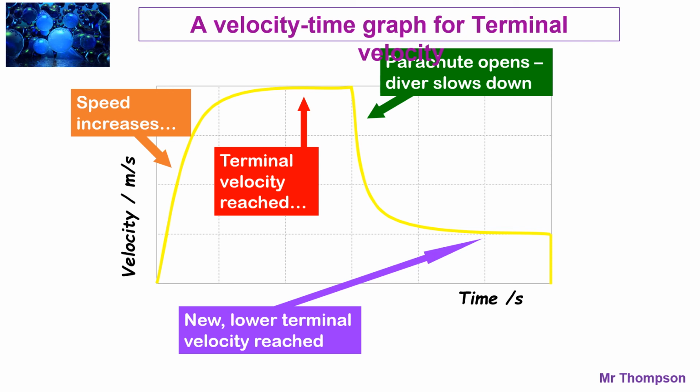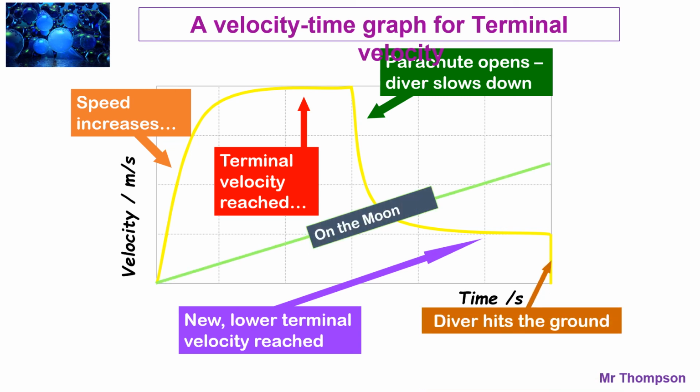What would that look like on the moon? On the moon, there's no air resistance, but also gravity on the moon is much smaller. So on the moon, he would travel like that. The parachute would have no effect. There's no air. So he would just accelerate at a steady rate and just keep on accelerating until he hit the surface of the moon. Okay, you want to write that graph down.